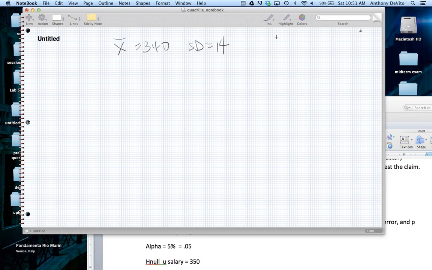So now the sample size was 8. Now I have to calculate my standard error. My standard error is equal to my standard deviation divided by the square root of the sample size, divided by the square root of 8. So what's that equal to?